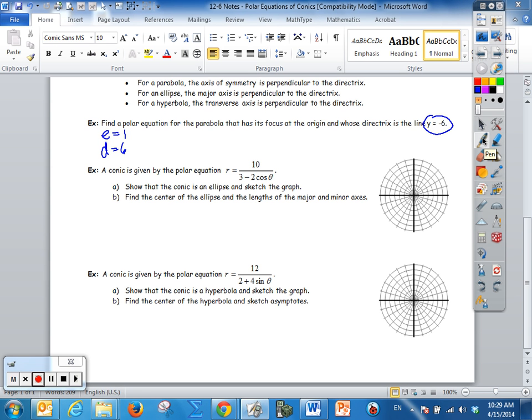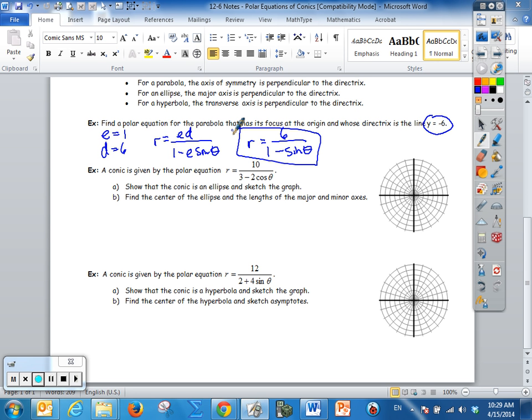Okay, so we're going to fill in that equation. The equation that was up there was r equals ed over 1 minus e sine theta. And so we fill in the information that we have. We know that e is 1, d is 6. And that is our equation, r equals 6 over 1 minus sine theta. Okay, so it might be just as simple as figuring out which equation it is and subbing into it. The problems could be just like that. Okay?